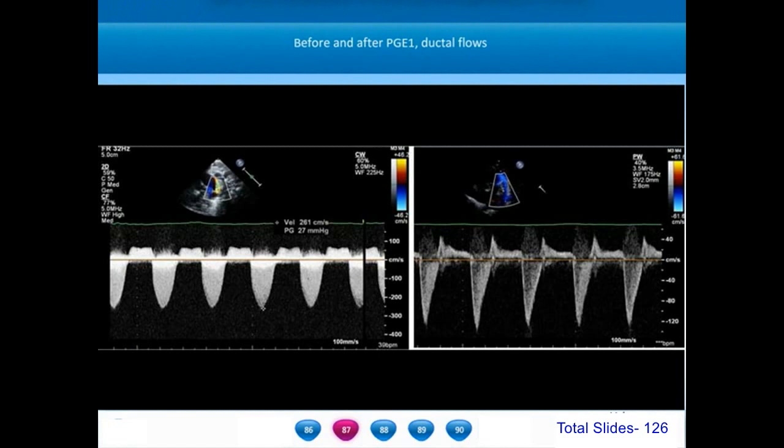After initiating prostaglandin E1 therapy, the peak velocity reduces to 1.3 meters per second. Once again, in this spectral Doppler pattern, we can identify that there is a diastolic reversal of flow from the aorta back into the pulmonary artery, indicative of lower pulmonary vascular resistance and higher systemic vascular resistance.